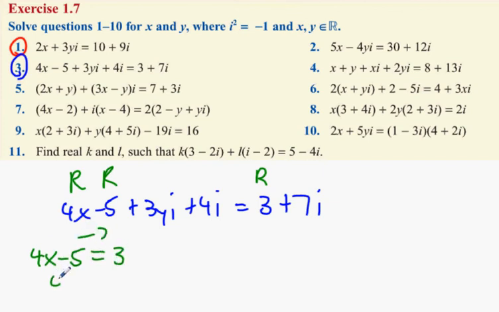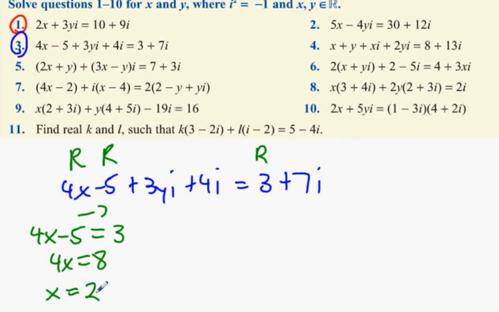Bring the 5 over. 4x equals 8. x must be equal to 2. For it to equal, x must be 2. Do you have a question?